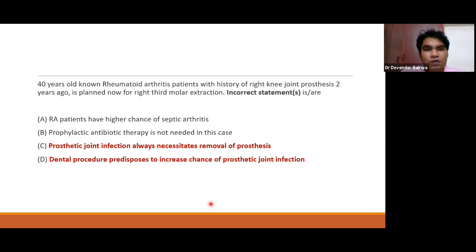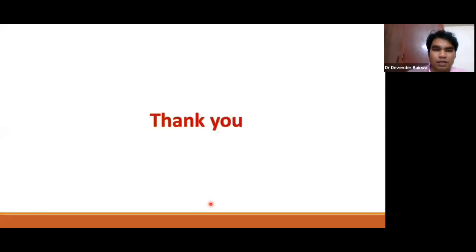Then a 40-year-old non-RA patient with a history of right knee joint prosthesis 2 years ago, now planned for dental extraction. Which are the incorrect statements? Prosthetic joint infection always necessitates removal of prosthesis. No, now we have seen the one-stage exchange procedure and two-stage exchange procedure. We can also retain the prosthesis if particular conditions are fulfilled. Dental procedures predispose to an increased chance of prosthetic joint infection. It is not proven. That's why they are not recommending antibiotic therapy. So these two statements are incorrect.